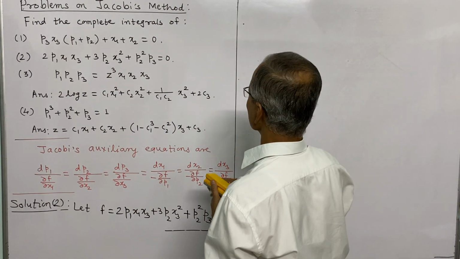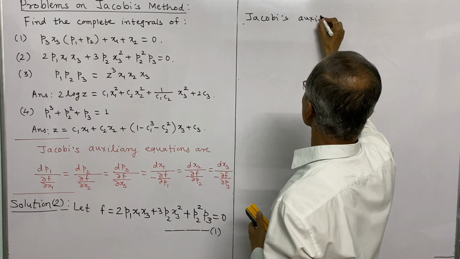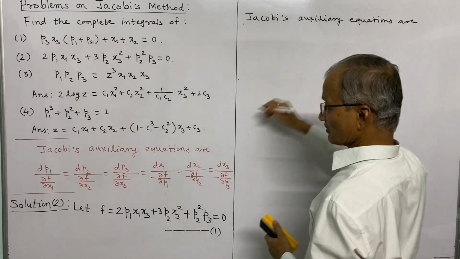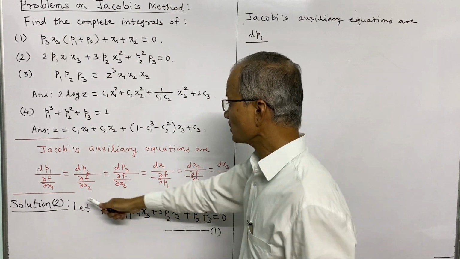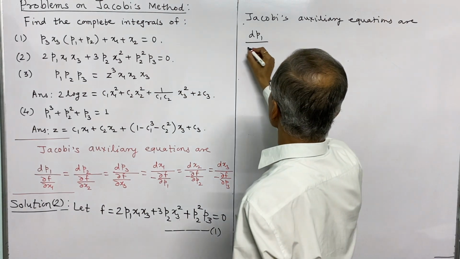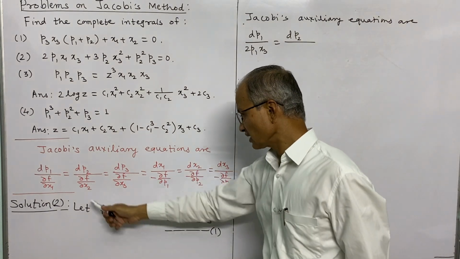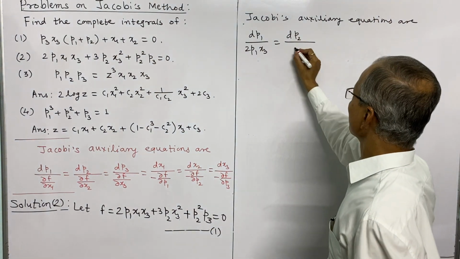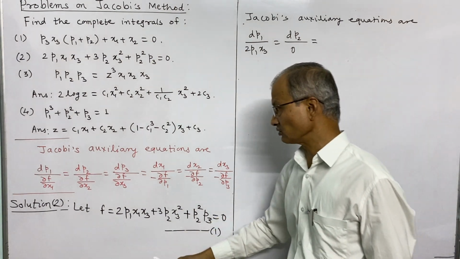So Jacobi's auxiliary equations are, see this, and from this we will write it directly. That is dp1 divided by partial derivative of f with respect to x1. Here it is 2p1 x3 only, plus dp2 divided by partial derivative of f with respect to x2. There is no x2 term, so it is 0. All others will be constant when we differentiate partially with respect to x2.